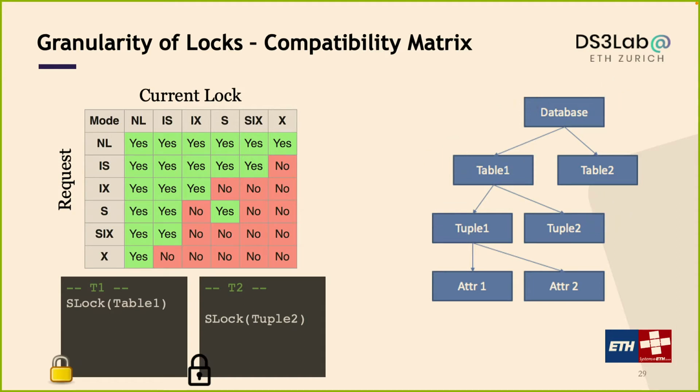What about this case? The transaction says, yeah, I want to have a share lock on table 1. Then I have an intention share lock on the database, then I share lock table 1. Transaction 2, okay, I want to have a share lock on tuple 2. It's the same process. Can I get an intention share lock on the database? In this case, yes. Can I get intention share on table 1? Okay. And then you get the shared lock on tuple 2.